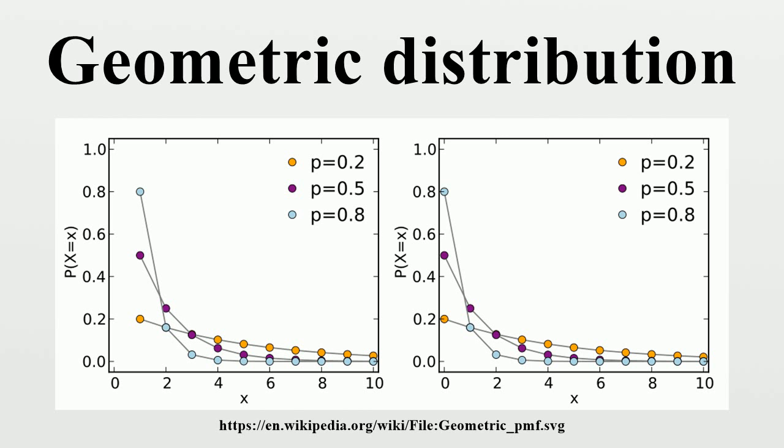The geometric random variable Y is the number of failures before the first success. In the graphs above, this formulation is shown on the right. An alternative formulation is that the geometric random variable X is the total number of trials up to and including the first success, and the number of failures is X minus 1. In the graphs above, this formulation is shown on the left.